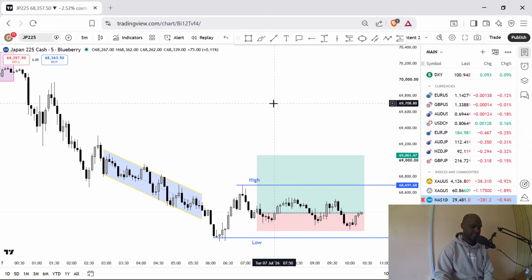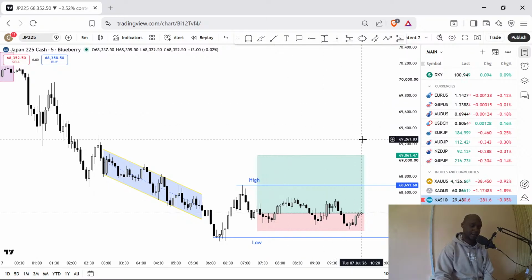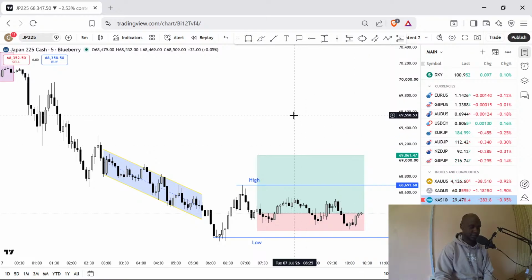So this was a trade that I took just before the start of the London session at around 7:50 London time or 9:50 AM Kenyan time. And I've been in the trade now for around 2 hours 30 minutes.